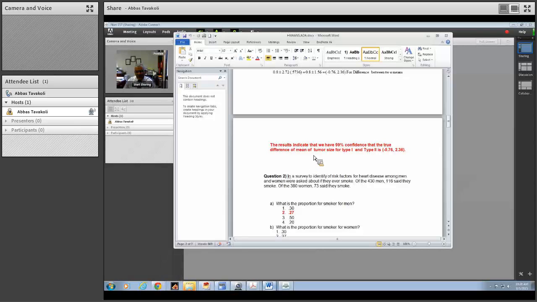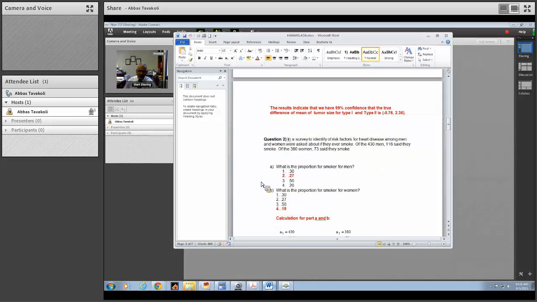And here you can say the result indicates 99% confidence that the true difference of means for type 1 and type 2 breast cancer is negative 0.76 to 2.36. Second question I asked: we have a survey on risk factors for heart disease among men and women, asking if they were a smoker. Of the 430 men, 116 said yes, and out of 380 women, 73 said yes.